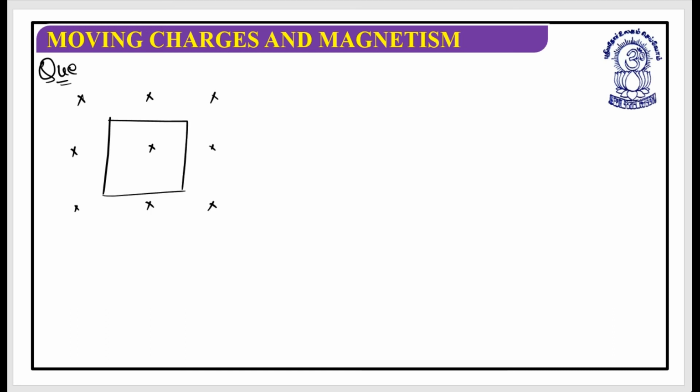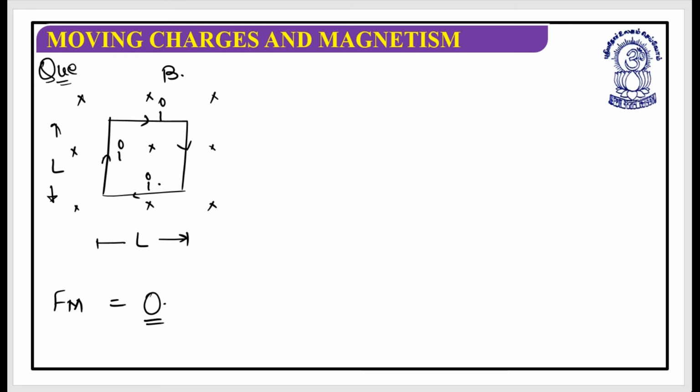Yes. A square loop is there. The square has a side of L by L. Magnetic field is B. Current is flowing in this, something like this. I need to find out Fm, what it would be. Tell me. Yes, it would be 0. This Fm would be 0, that we know.